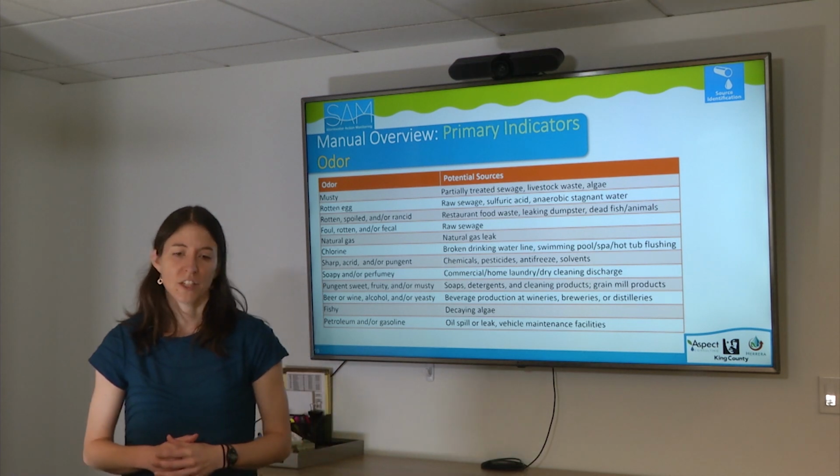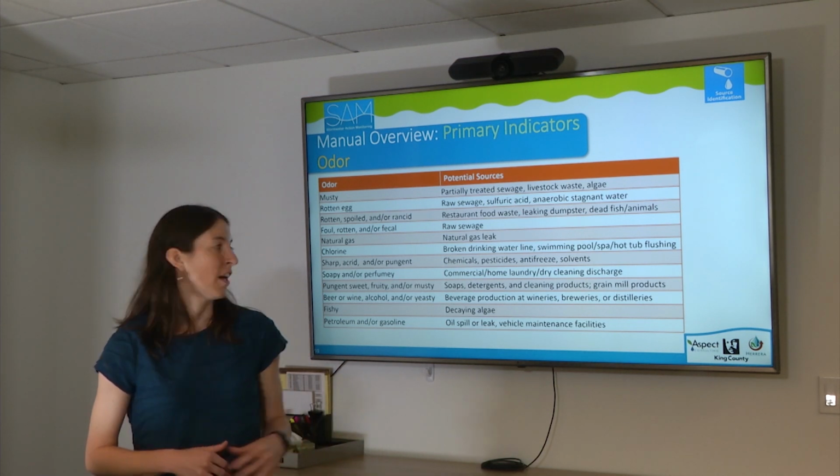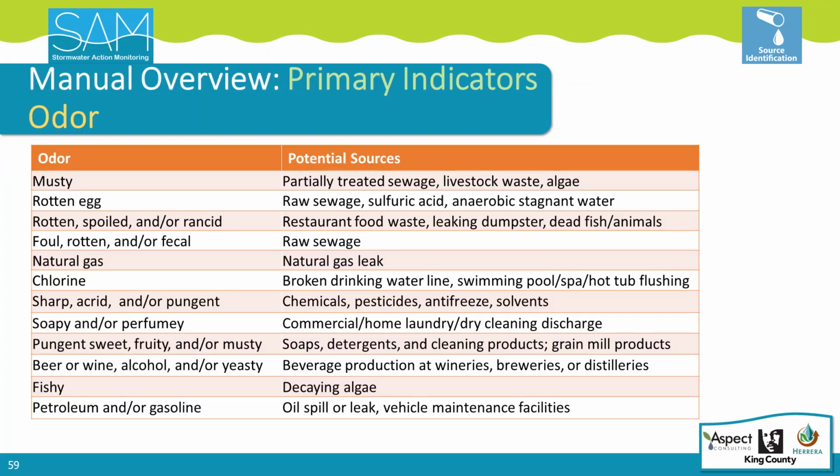Similarly, in the odor section, which is on page 75 or page 85 in the PDF version, again, this is a rolled up version of that table. It's pretty detailed, but some common odors and what their potential sources might be. So here we've got the rotten egg smell that's pretty typical of raw sewage or sulfuric acid, stagnant water. We added some to this list as well.